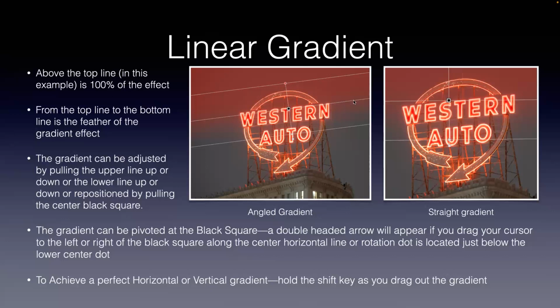You will see a double-headed arrow when you are off to either side of that center line. You can also then click and maneuver the rotation of the whole gradient by clicking and dragging from that point also. Again, to make sure that it pulls out at a perfect horizontal or vertical, hold that shift key down.